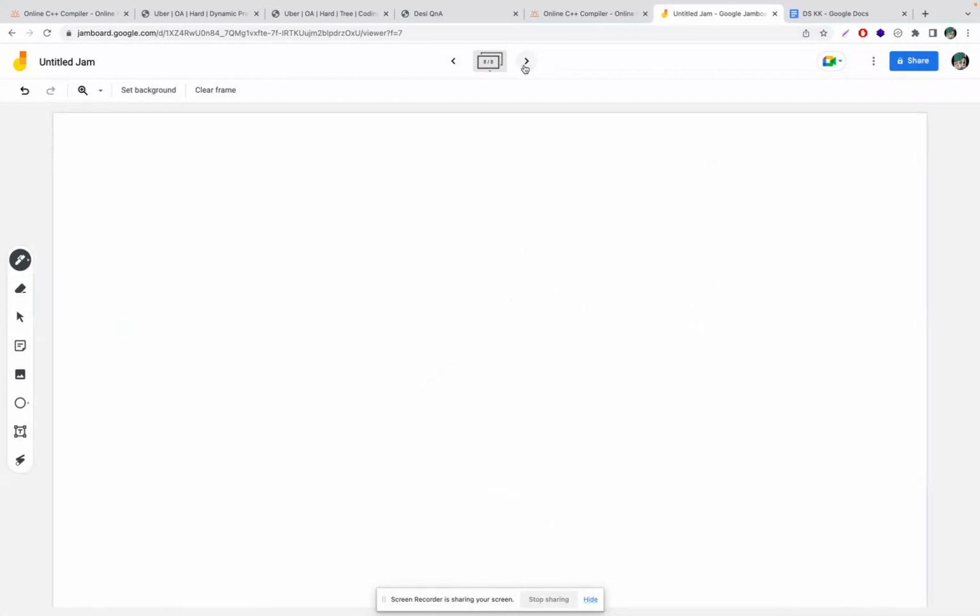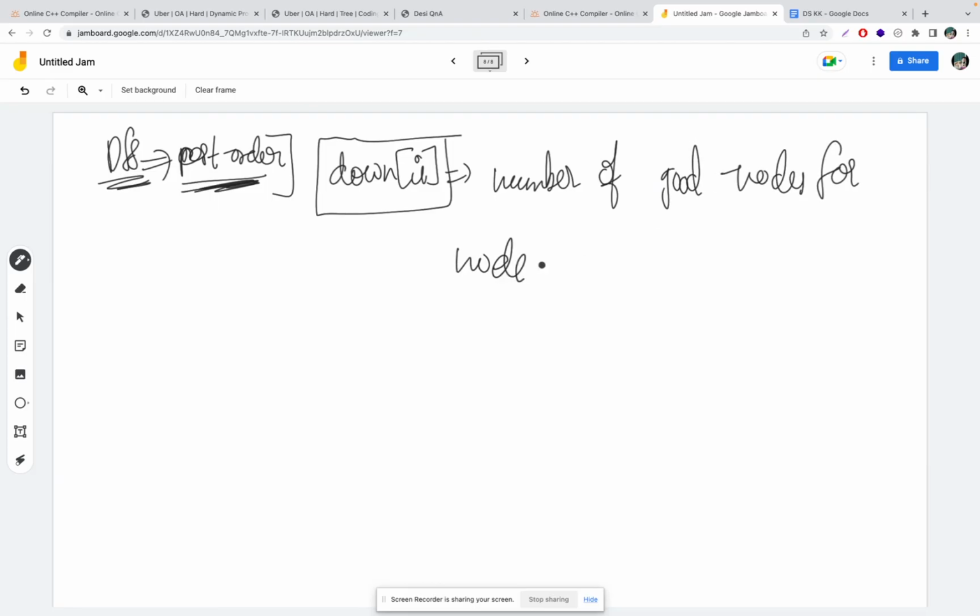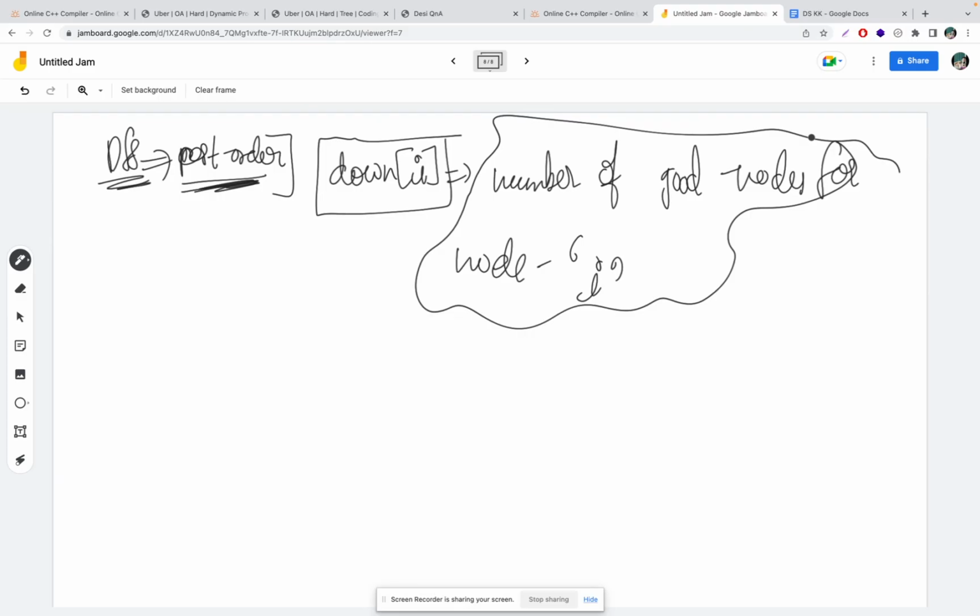I will tell you how. We will be doing a DFS on the tree, and we will be iterating it in the pre-order, or we can say post-order fashion, where we will be iterating the bottommost node first, then we will iterate the uppermost nodes. So we will store the up. See, down of I will mean the number of good nodes for node I, in the down phase.